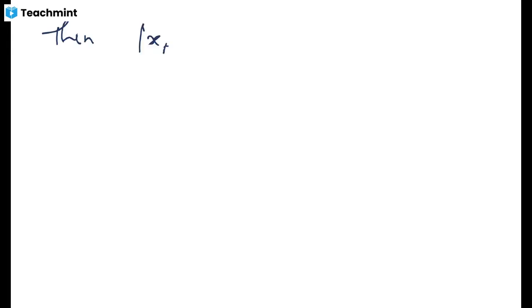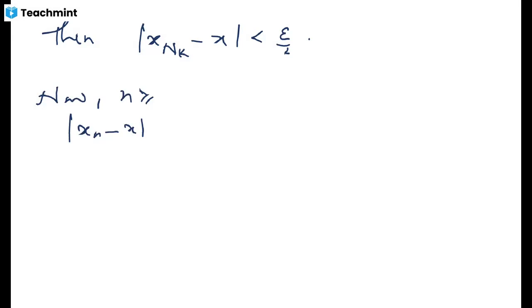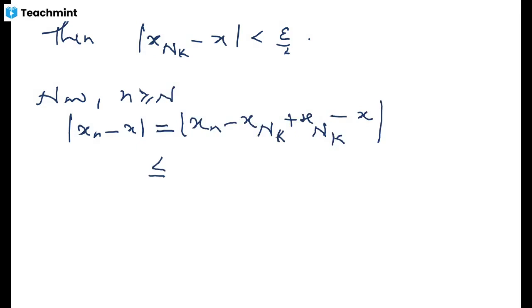So I can write that |x_{n_k} - x| is less than epsilon by 2. Now, let us look at |x_n - x|, where I am choosing n to be any number greater than or equal to N. Again, we take the help of the triangle inequality. For that, I insert x_{n_k}, and to balance it, I add and subtract this number. Applying the triangle inequality gives |x_n - x_{n_k}| plus |x_{n_k} - x|.